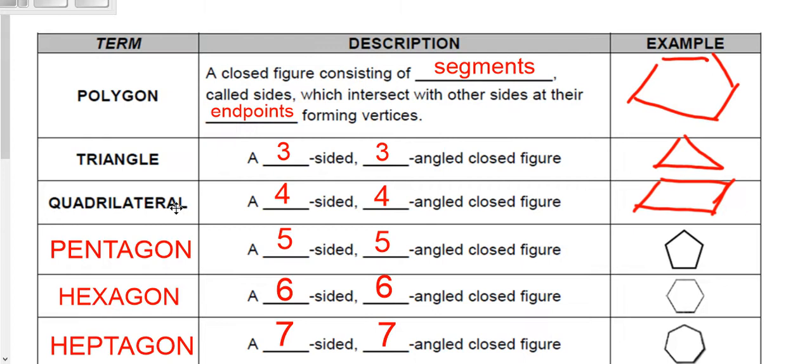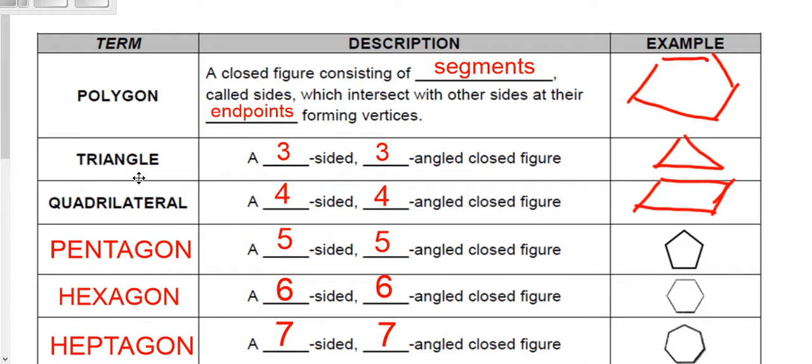We start off by looking at this note sheet with a definition of a polygon. A polygon is a closed figure consisting of segments called sides, which intersect with other sides at their endpoints, forming vertices. So here's a little sketch of a polygon. These sides should be connecting, but you'll see some better ones down here. They're connecting, and the points where they touch, these corner points, are called vertices, or vertex.